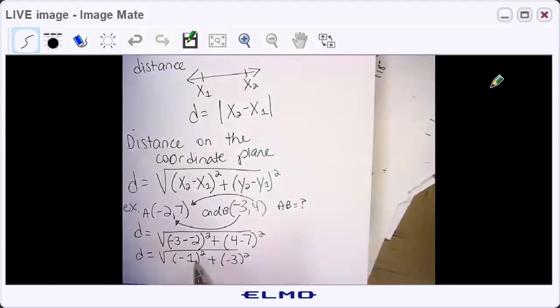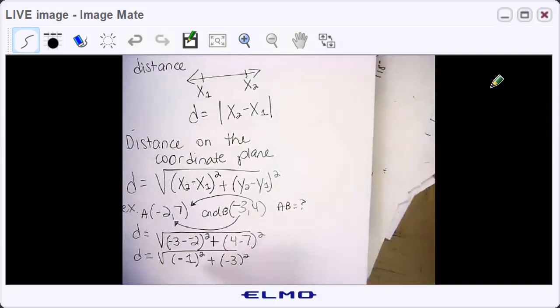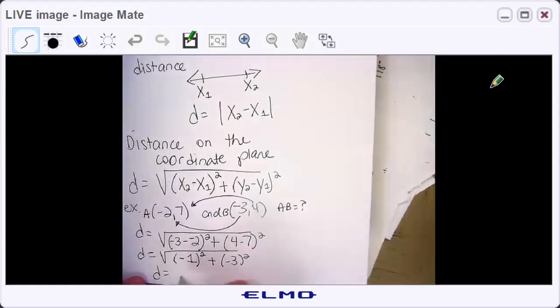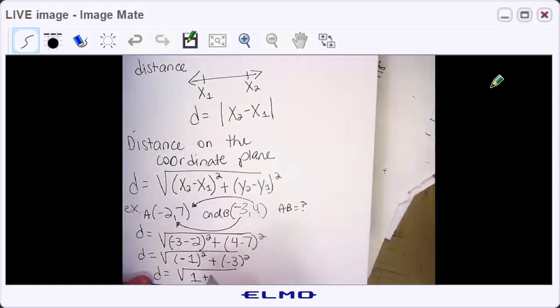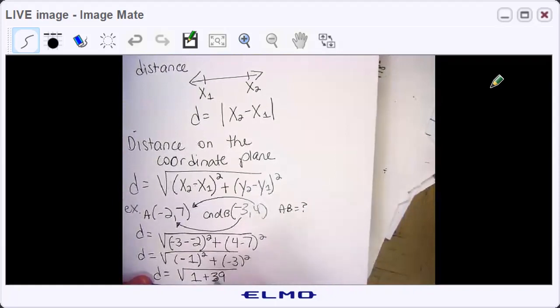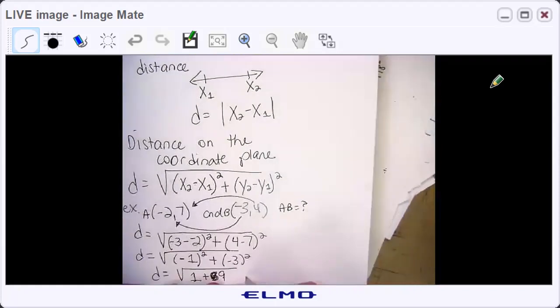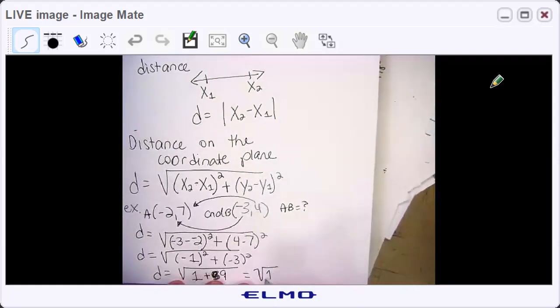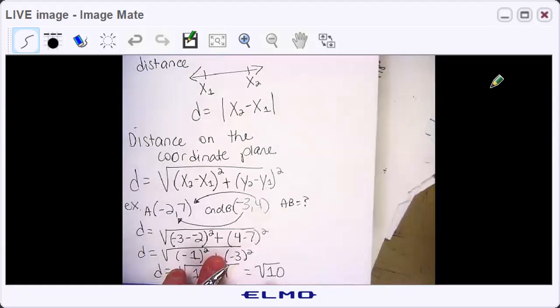So anytime you square a number, when you work the last step of the distance formula, you're always going to get two numbers that are positive numbers. Oh, sorry, that's a 9. Apologize. So 1 times 1 is 1. -1 times -1 is +1. -3 times -3 is +9. And then that answer is just going to be the square root of 10.